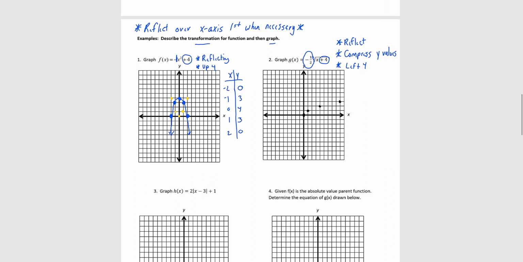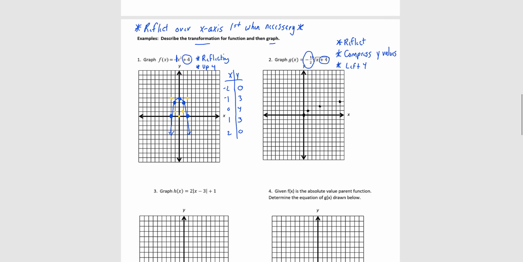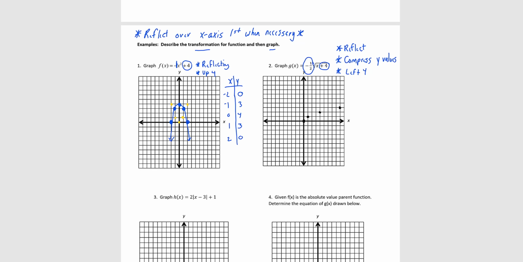Okay, so now I'm going to perform the transformations. So let's just start with this point here on the right. It's 3 above the x-axis, so its reflection is 3 below. So it's now here. Then we're going to compress the y values by half. So half of 3 is about 1.5. So it now is here. And then we're going to shift left 4 units from that point. So 1, 2, 3, 4.